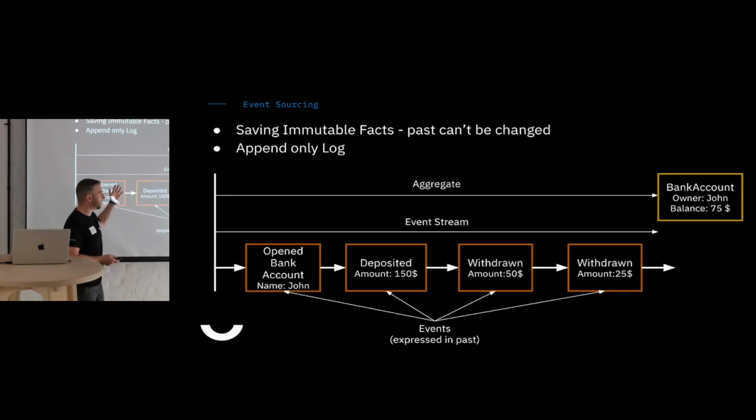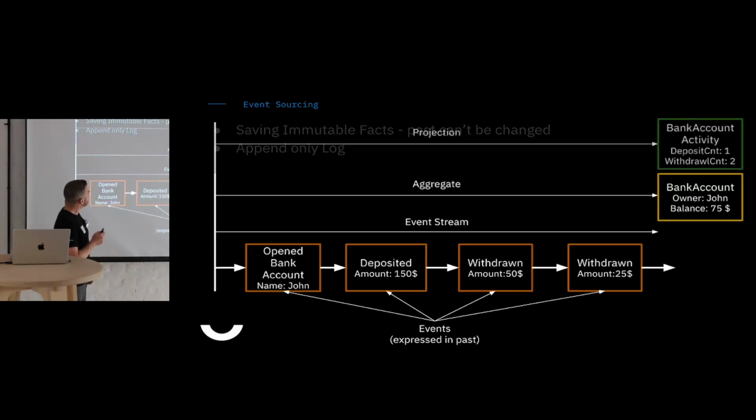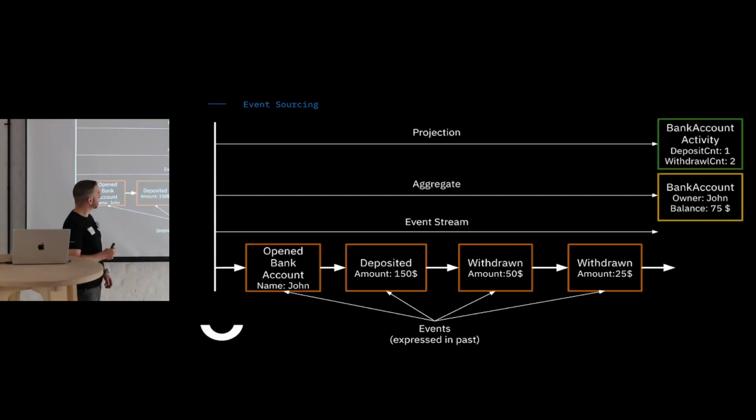So this is actually called the aggregate. We aggregate all events into the aggregate, and we can know the current state. But there is more. When we have all events from the past, why not just calculate something new that we didn't know that we have interest in the future?